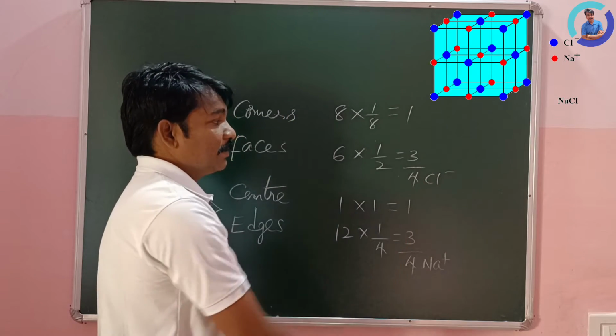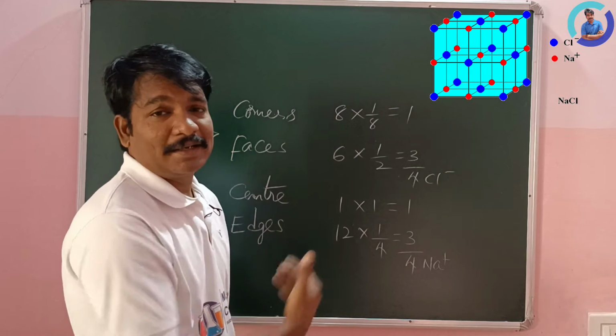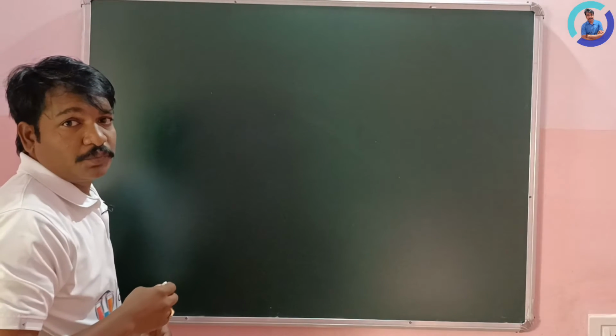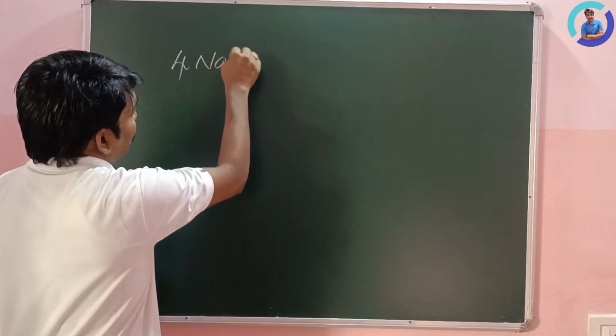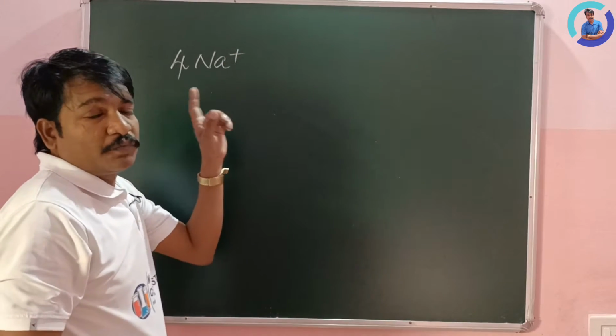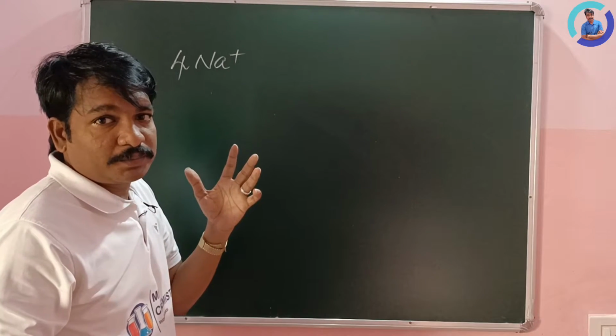And we will check the mass of chloride and sodium ions. There are 4 Na plus ions in each unit cell of sodium chloride. See here, in the formation of a sodium ion, there is no loss of mass.